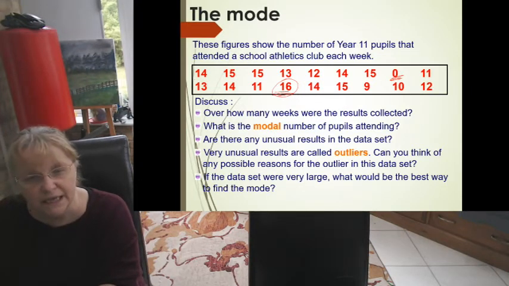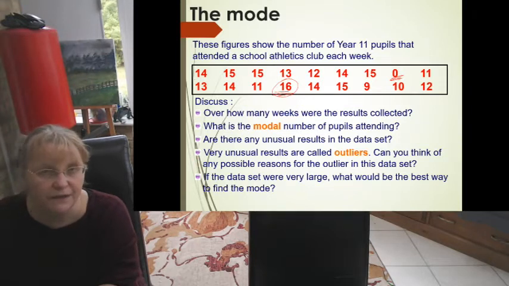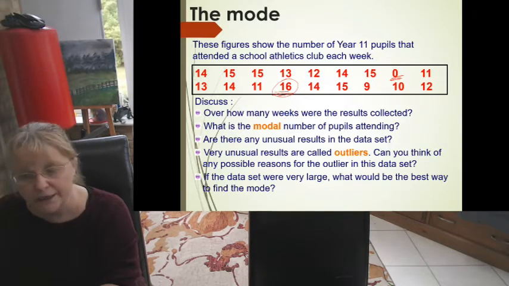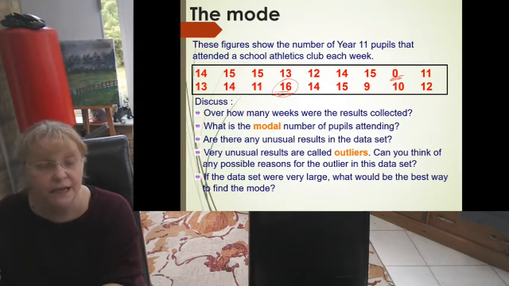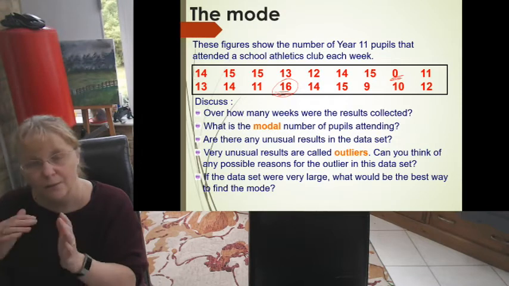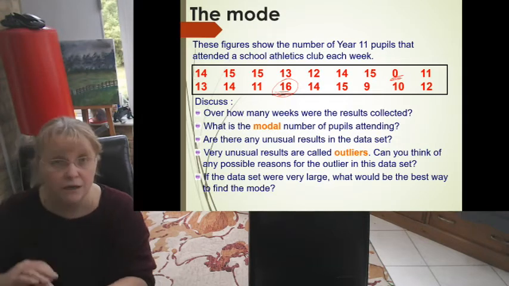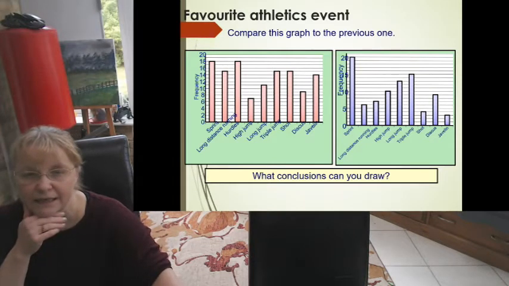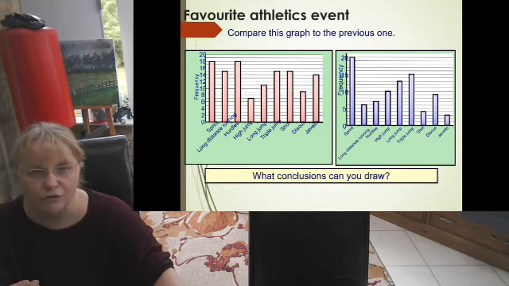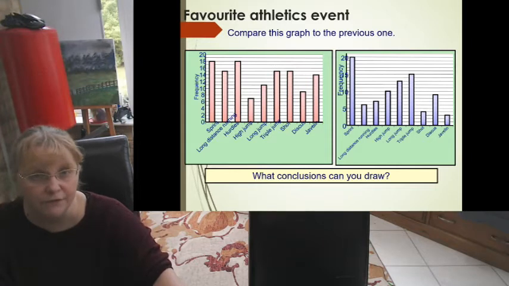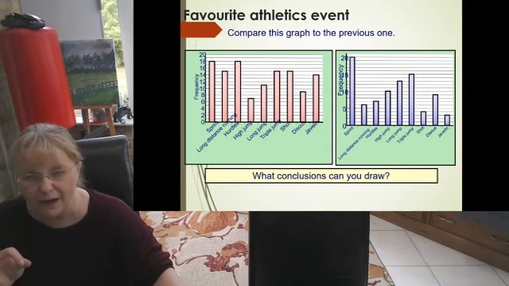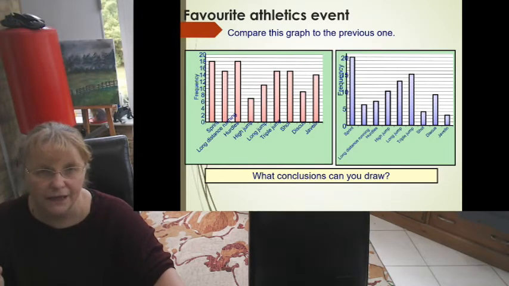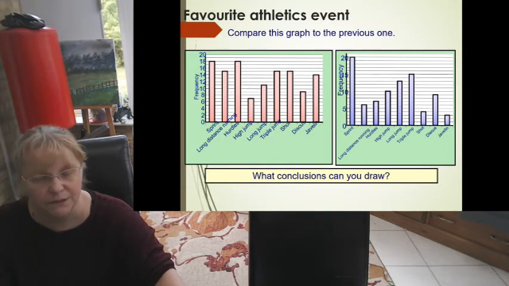Now, if the data set were very large, what would be the best way to find the mode? Hopefully, especially from the last few lessons we did, you'd say by putting them in a bar chart, because by putting it in a bar chart, we can see at a glance which of the bars is the biggest. So, looking at this, and this is again what different people did, you can be asked to describe or compare the 2 different graphs. So looking at the 2 different graphs, I'd just like you to think of how you would describe this, and then why do you think this might happen? So pause now and come back to me.